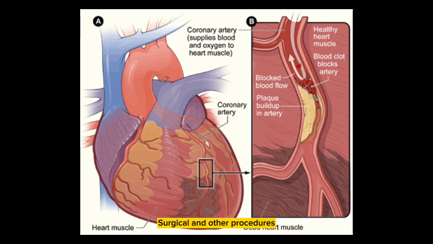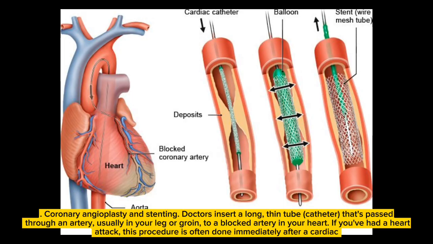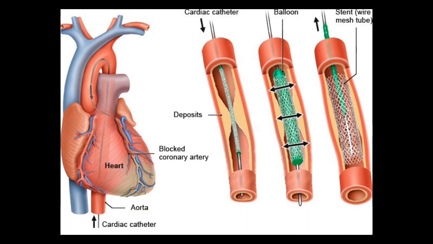Surgical and other procedures. 1. Coronary angioplasty and stenting. Doctors insert a long thin tube that passes through an artery, usually in your leg or groin, to a blocked artery in your heart. If you had a heart attack, this procedure is often done immediately after a cardiac catheterization, a procedure used to locate blockages.